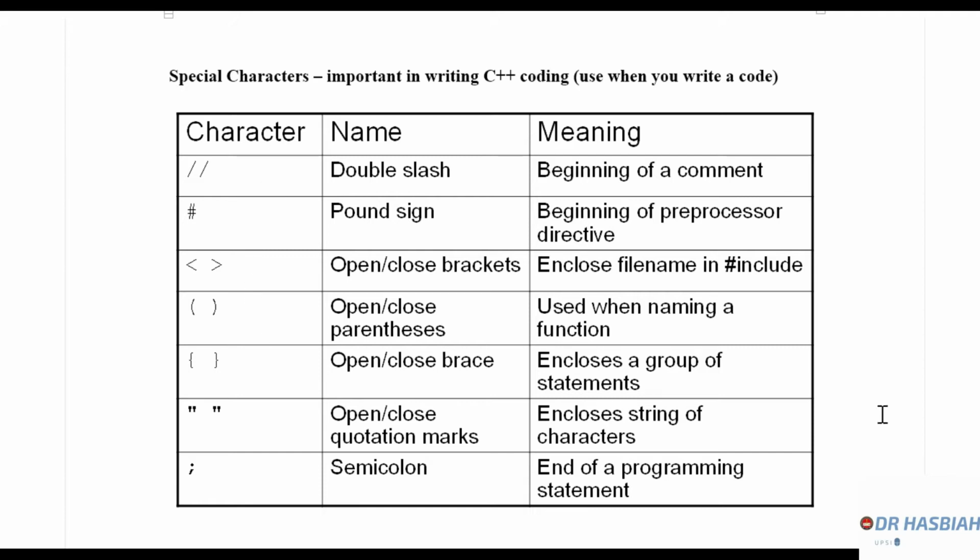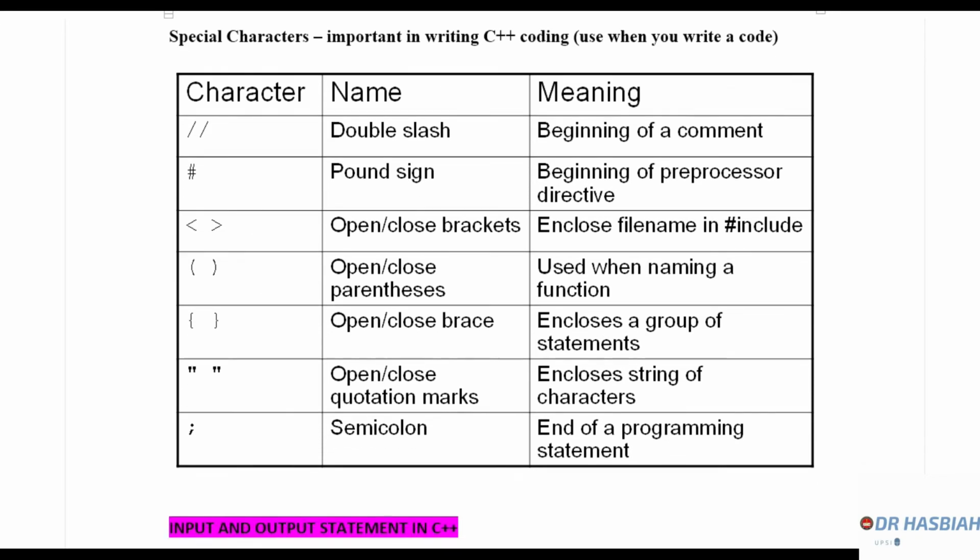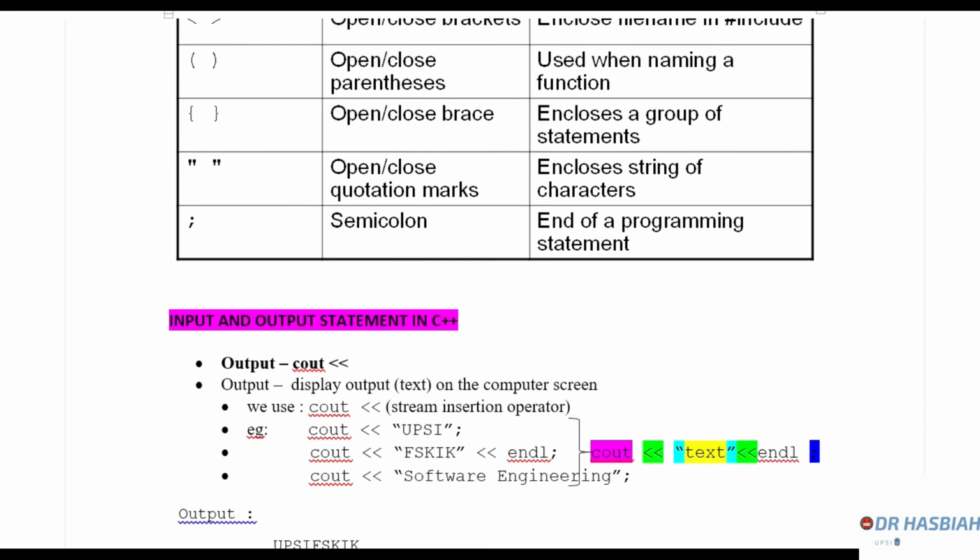Then we have to move to the input and output statement in C++. In order to input the data, or in order to output whatever you get from your program, you have to use the input output statement in C++. So we are going to see the output first, right? Output statement. If you want to display text on the screen, you have to use the output statement.